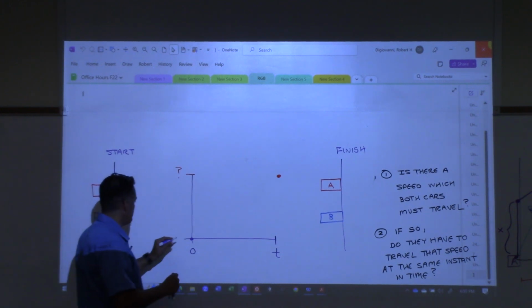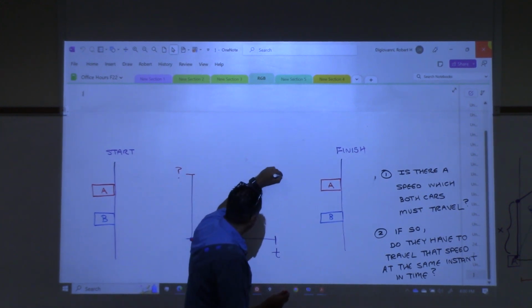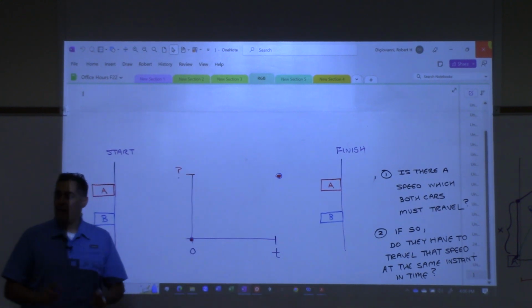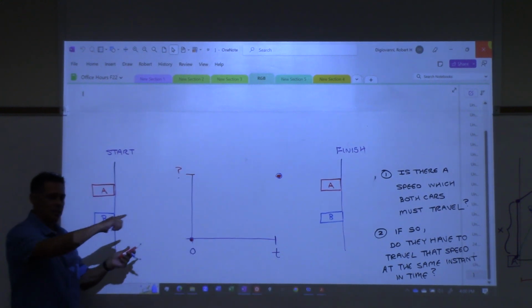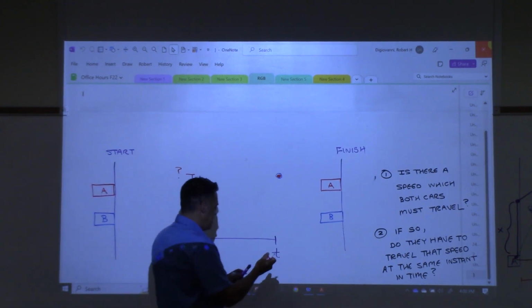The blue car starts here, the red car started here. They both started here, and they both ended together, right? So their average speed is the slope of the line connecting those two points. So they both have the same average speed.